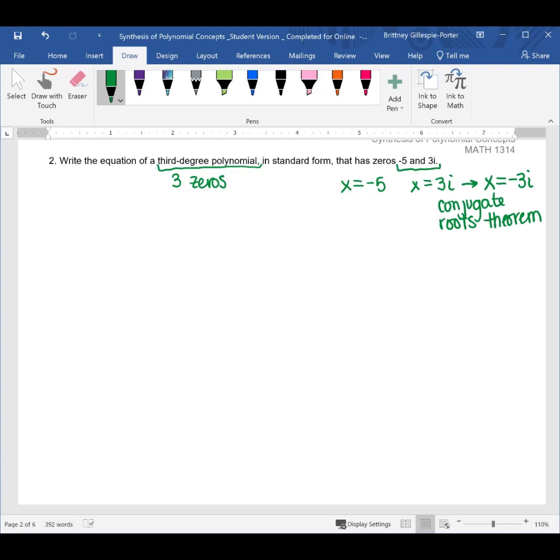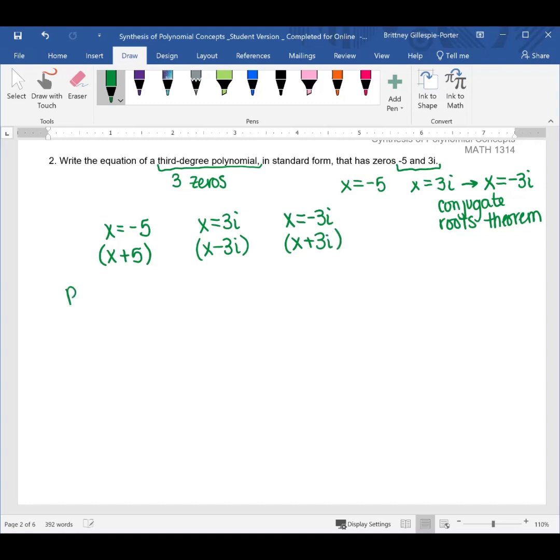All right, so starting out with x equal to -5, its factor is x plus 5. We're working backwards, just like we did in our zeros of polynomials and in writing our quadratic given the roots. And if we have x equal to 3i, its factor is going to be x minus 3i. And x equal to -3i gets us x plus 3i.